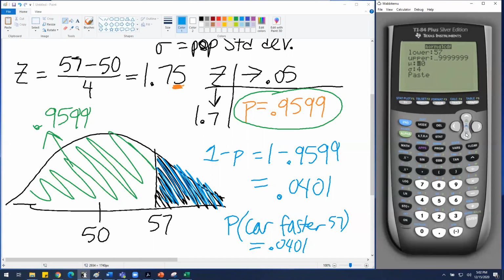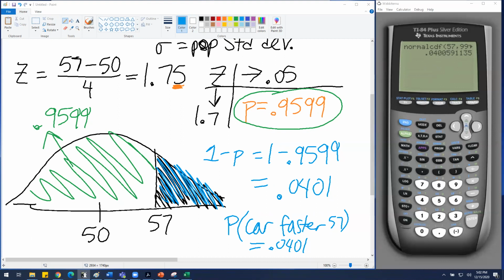The mean was given as 50. Your standard deviation was given as 4. Paste it, press enter, and it gives you the probability. 0.0400, this 5 rounds it up to a 1. So that gives you the same answer that we found by hand.